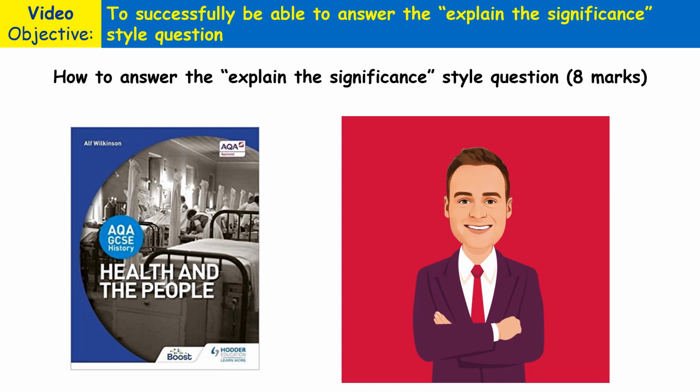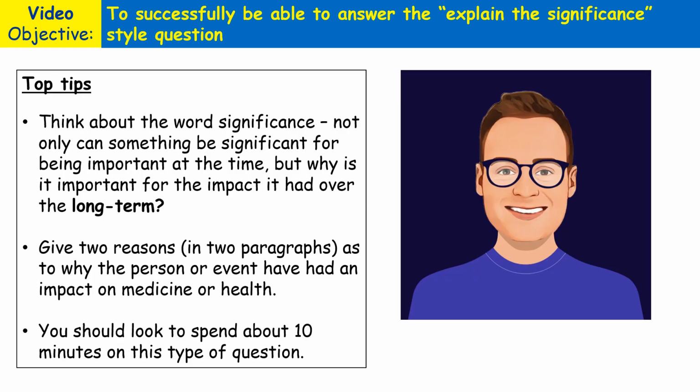Let's have a look at some of the top tips on how to answer this type of question. So first of all, you need to really concentrate and focus on the word significance, because not only can something be significant for being important at that particular time, but you also need to think about in this type of question why the event or the person that you're being asked about has had an impact over the long term as well.